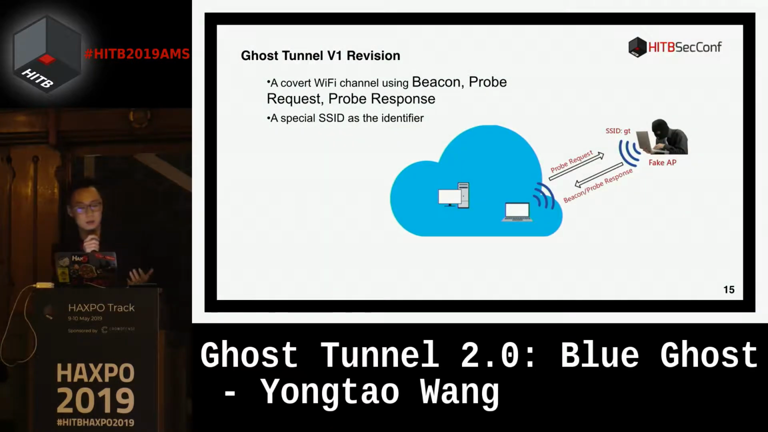So, GhostTunnel version 1 uses USB HID to release a payload into the target system, like a Windows laptop. Then the payload uses the built-in wireless network card of the target device to establish a C&C channel with another computer controlled by an attacker. GhostTunnel established the C&C channel via a custom protocol based on 802.11 beacon, probe request and probe response.